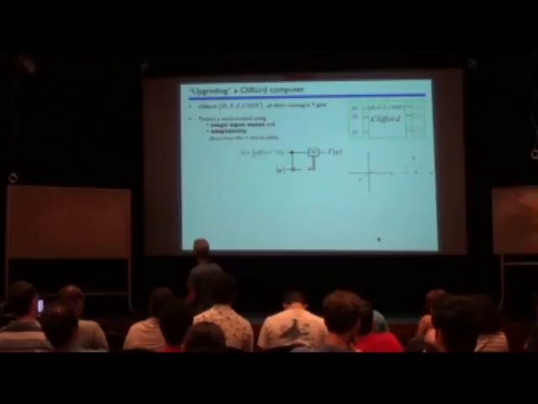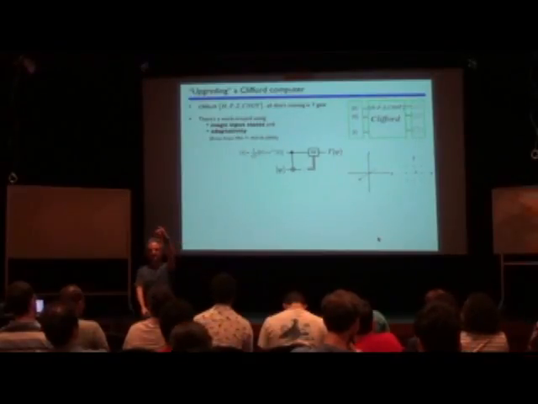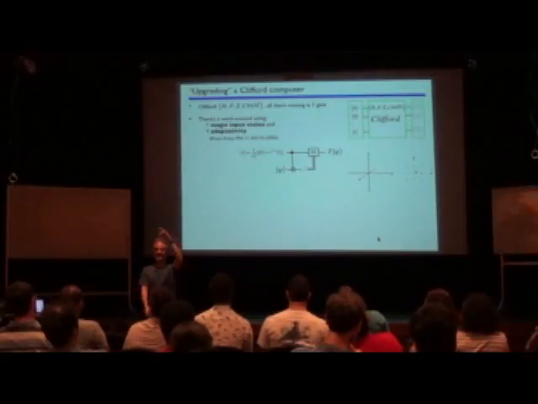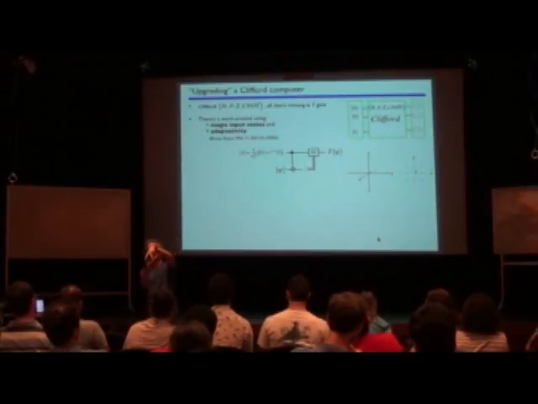And the picture that I put there that nobody can see is an octahedron connecting the X, Y, and Z states, the eigenstates. So it's an octahedron. I don't have fingers on.